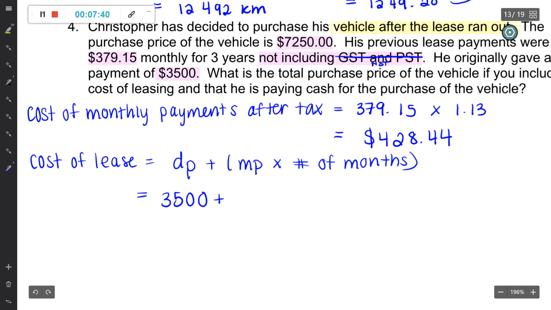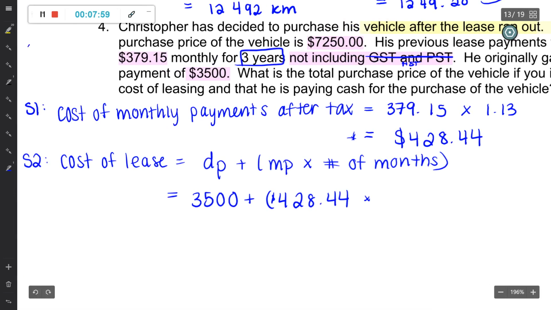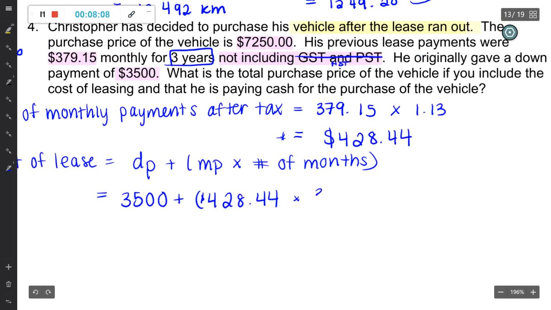Okay, my monthly payments after tax were $428.44. And the number of months that I was leasing this for was 3 years. So I need to change 3 years to months. We can do this by doing 3 times 12, so that's 36 months. Okay, so I'm just going to write this in. 36.